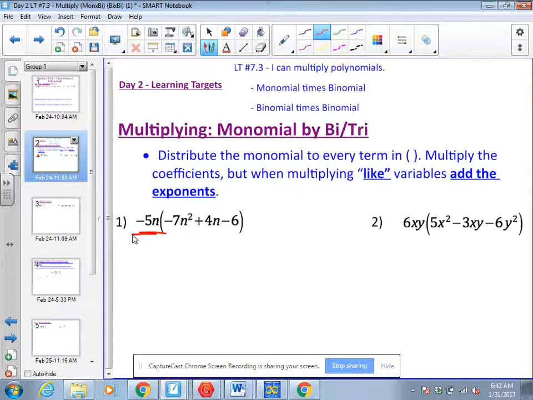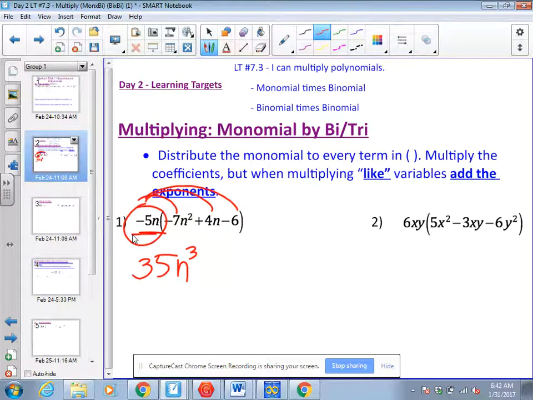You're going to multiply this negative 5n to everything. So you're going to multiply your coefficients like normal. So negative 5 times negative 7, that's 35. And then remember from last unit that if you are multiplying the same base, you add the exponent. So I have an n here and I have two n's here. That means I have 3 n's total. This is going to be 35 n cubed.